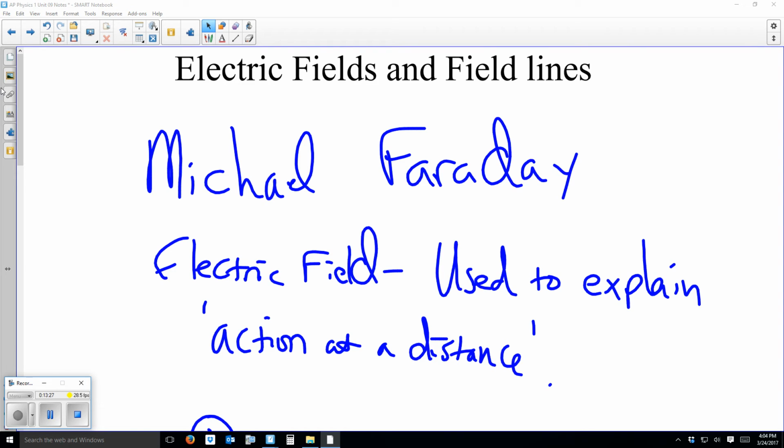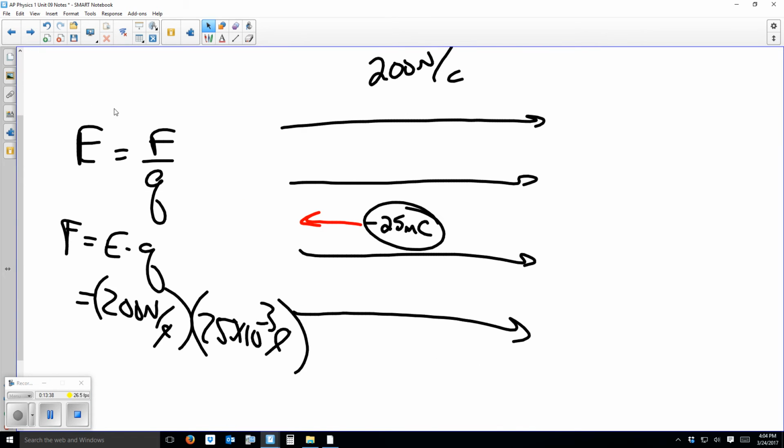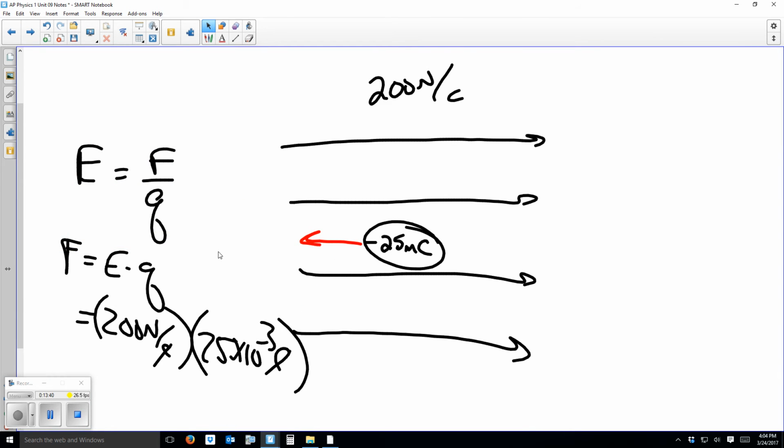Last thing we had was the idea of the electric field. Most of this will be calculation based. This equation here, E equals F over Q, is going to be your best friend for that. And a couple things with this, realize that the direction of the field is the direction of a force that a positive charge would experience. We're always dealing with the force that a positive charge would experience.